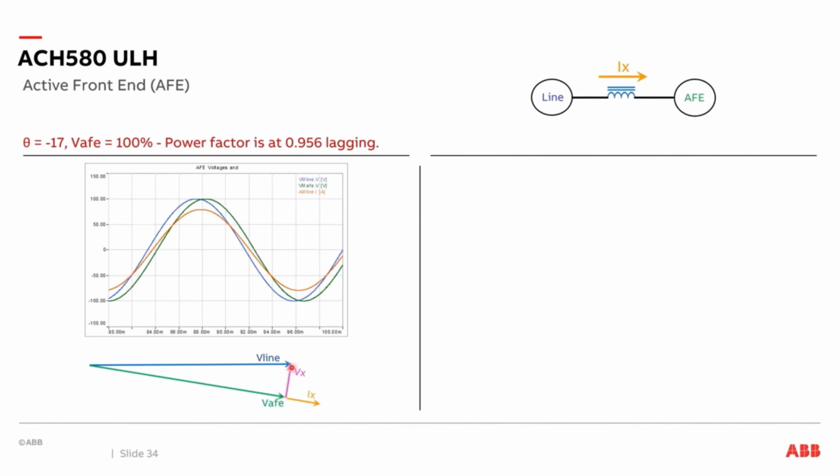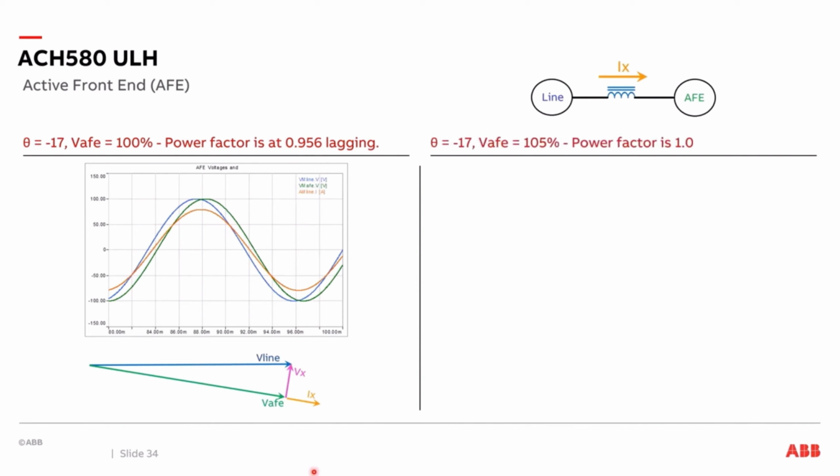At a 90-degree angle from Vx is Ix. If you look at this, Ix is continuing on with the voltage of the active front end in the same phase direction, not the voltage of the line phasor. This is a 0.956 lagging scenario. So how do we correct for this?